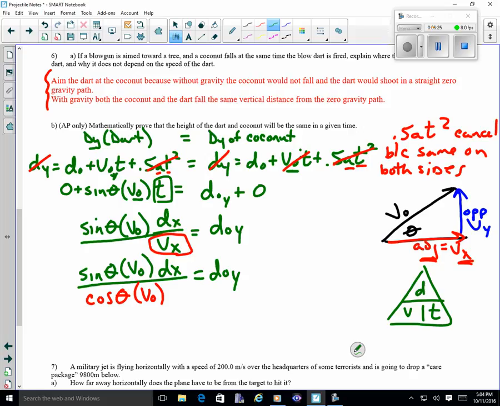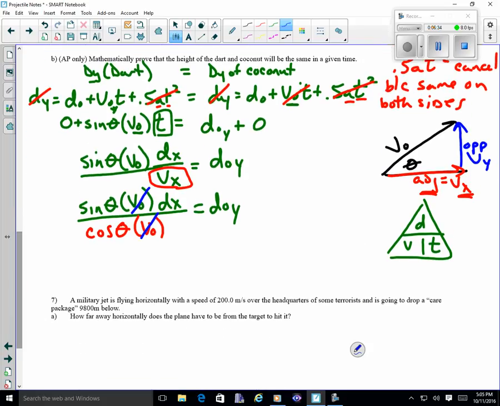The vertical velocity components on top and bottom cancel, so they go away. What that tells you is it makes no difference what speed you shoot that dart at, as long as you shoot it at the angle that's given to you between the coconut and the dart.